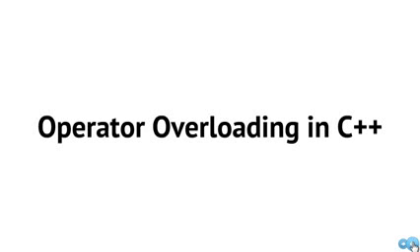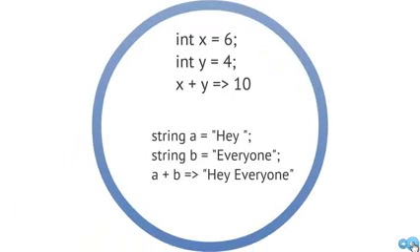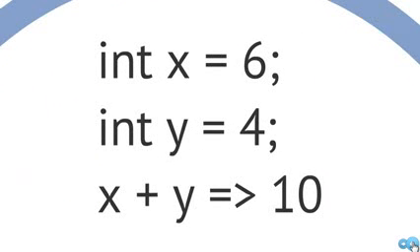Alright, so in this video we're going to take a look at operator overloading in C++. And let's start with a couple of examples. So the first example we have here, we see that we have int x and int y, and x has the value of 6 and y has the value of 4.